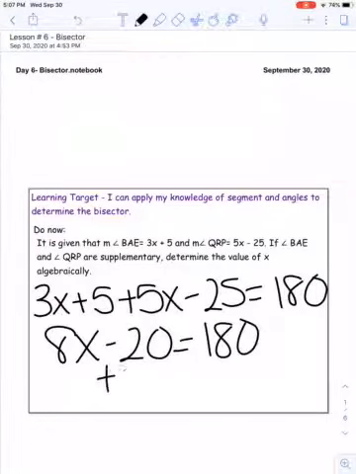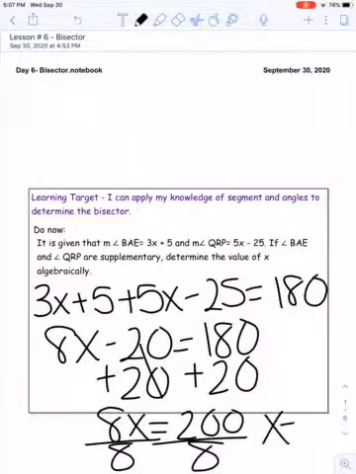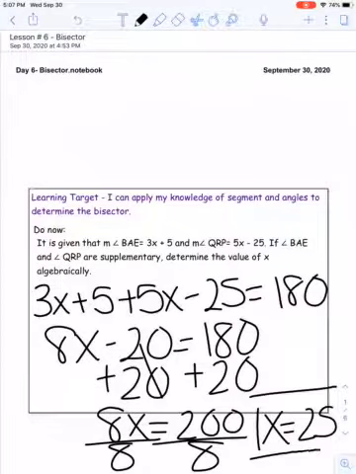I'm going to add 20. 8x equals 200, and I'm going to divide by 8, and I'm going to get x equals 25. So x equals 25 is the value of x. It doesn't say to find the other measures or the angle, so I don't need to plug it in. So I'm done, and I'm going to move on to the next problem.